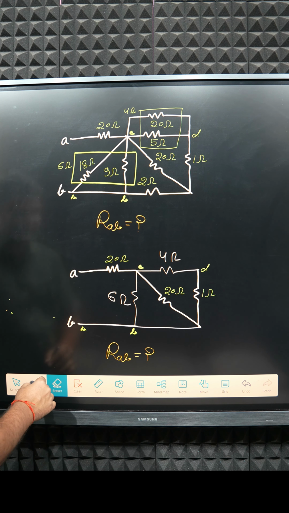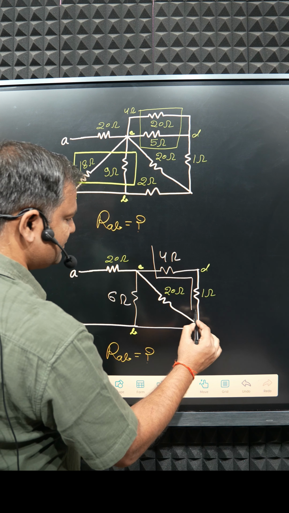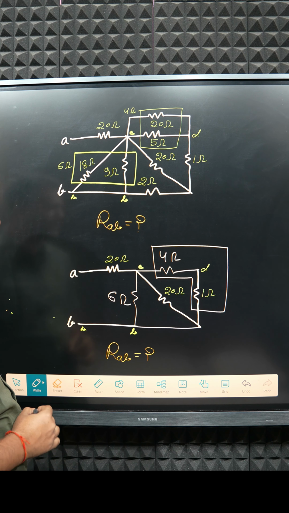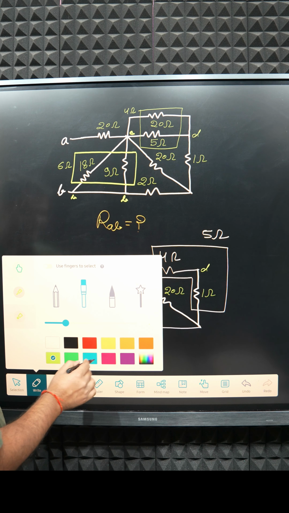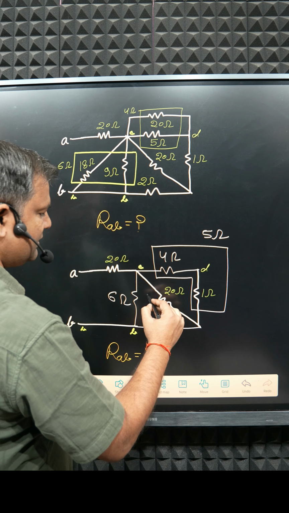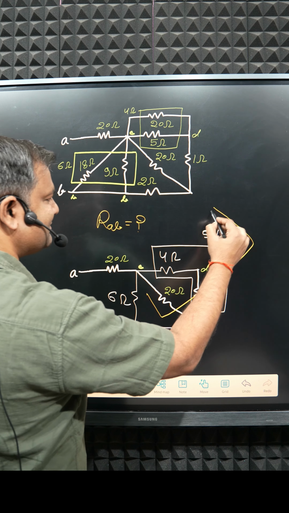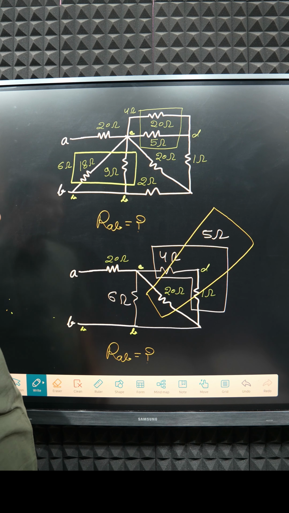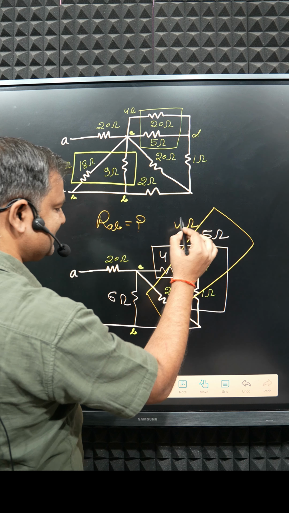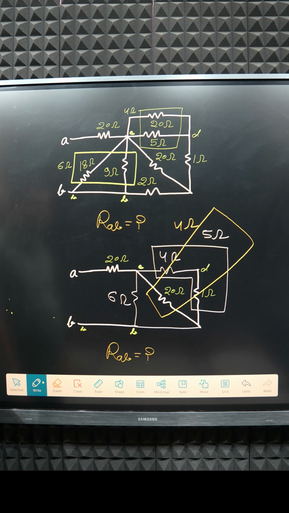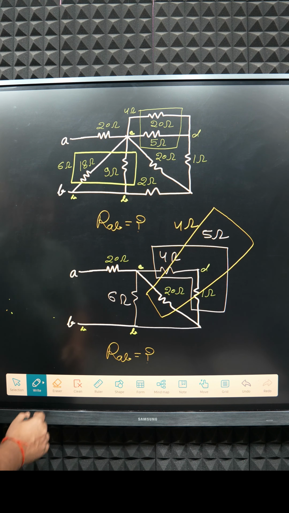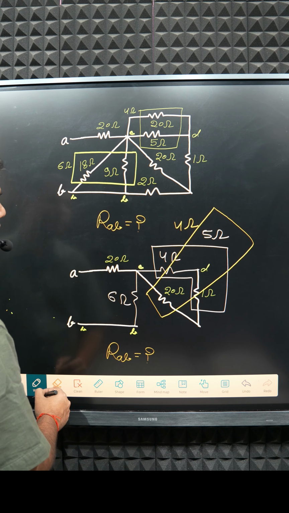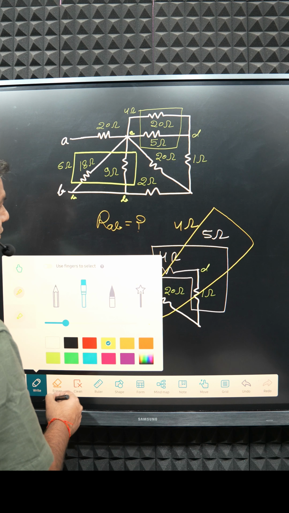Now next target, the combination of these two. Both are in series, so that is 5 ohm. Now next, 5 and 20 both are in parallel, so how much? 4 ohm. Clear? The combination of 20 and 5 is how much? 4 ohm, and we are missing here, that is 2 ohm. Okay, this one is 2 ohm.